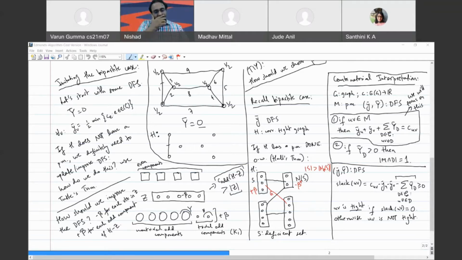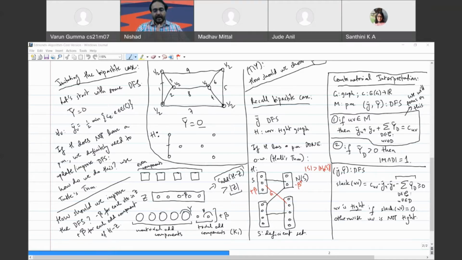If there is a perfect matching, we will have one that satisfies the first condition. Otherwise, the graph H with the tight edges does not have a perfect matching. And because this is a non-bipartite graph, we will be applying Tutte's theorem. So by Tutte's theorem, we know that there is a Tutte set, and that set, okay, so the problem is resolved. So we will use that Tutte set to update our dual feasible solution.